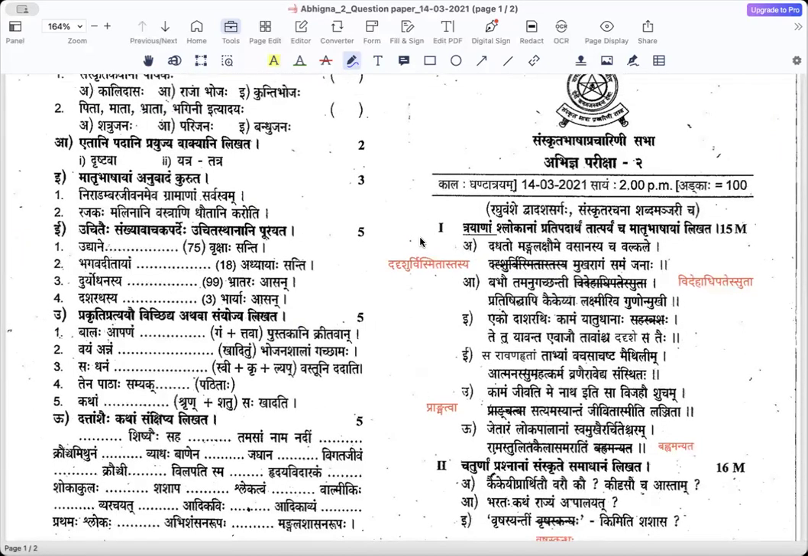First section, you have trayanam shlokanam pratipadartham tatparyam cha matrabhashayam likhata. These are shlokas from the 12th sarga. So there is a choice of three out of six. You will have to write three shlokas out of the given six.